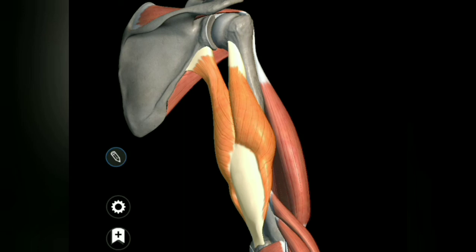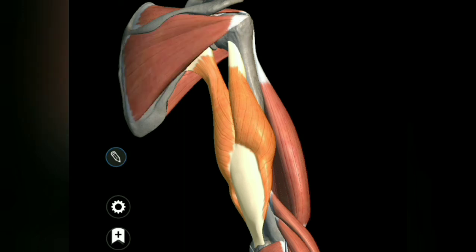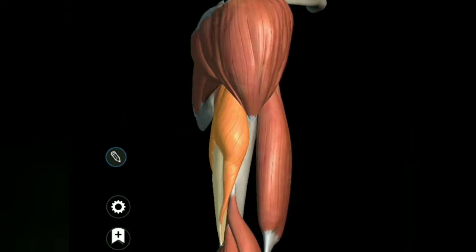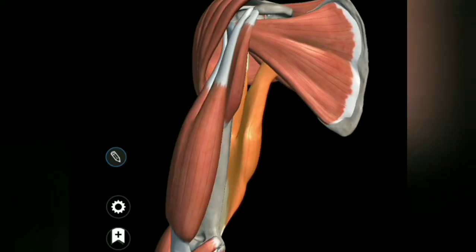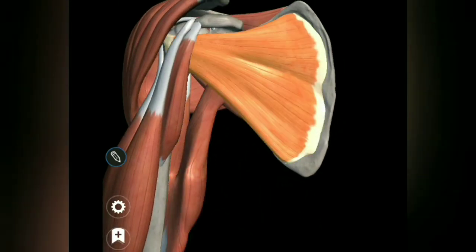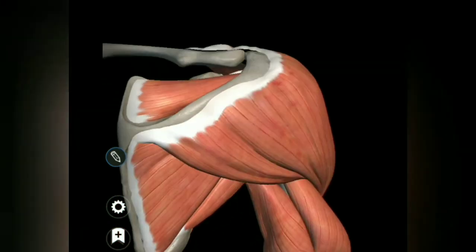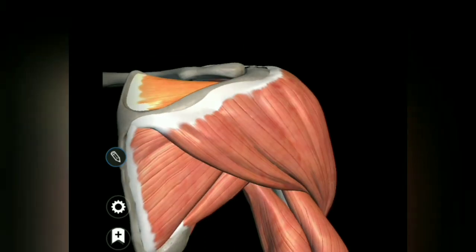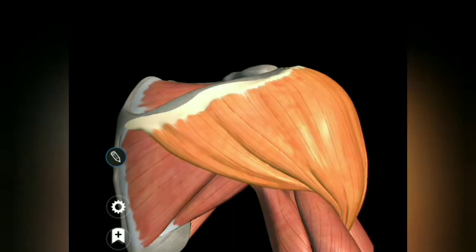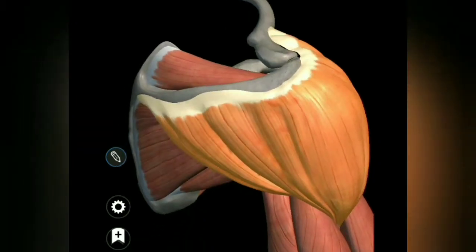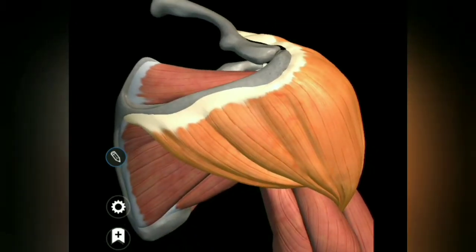So let me revise again all the attachments that were discussed today. First one was the subscapularis muscle. Second one was the supraspinatus muscle. Third one was the infraspinatus muscle. Fourth one was the deltoid muscle, which has three heads of origin, namely the first one is the clavicular head, second one is the acromial head, and third one is the spinous head.